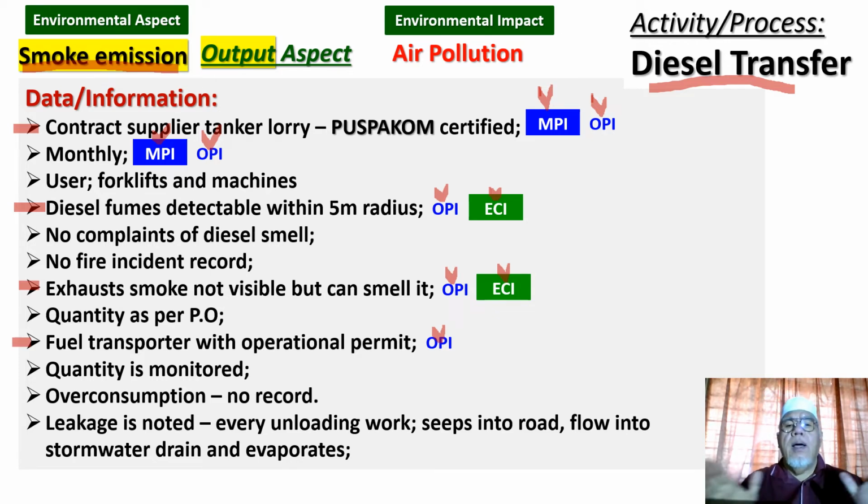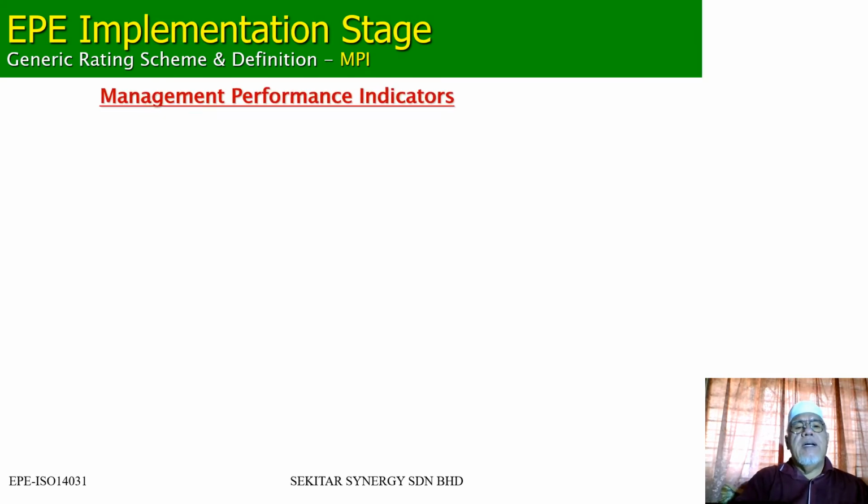So this is by far what we have as far as data applicable for the diesel transfer that we picked from that particular transfer activity and related, and only a few can be used in environmental performance evaluation. The rest is not related to smoke emissions, environmental aspects to reflect it and its environmental performance. So let's take a look. What have we?